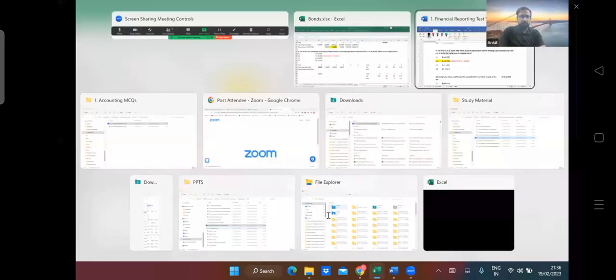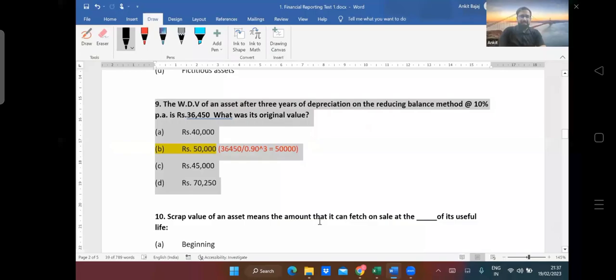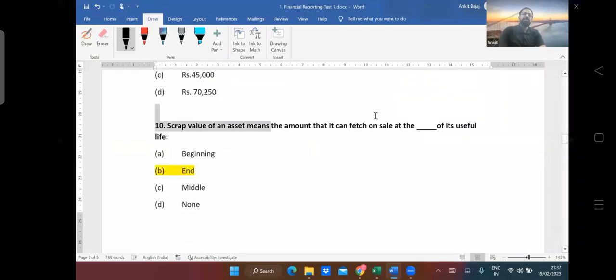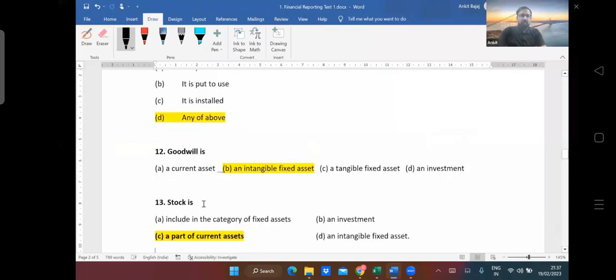Hopefully you are able to understand, right? Now, if I talk about the 10th question, what does it say? The value of an asset means the amount that can be fetched on sale at the dash of its useful life: beginning, middle, none. Scrap value is used at the end of the life, right? When it becomes scrap, when you sell it in the market, this is what scrap value is. Hopefully you are able to understand. That is what a scrap value is. Chalo, now we will jump to the next question.